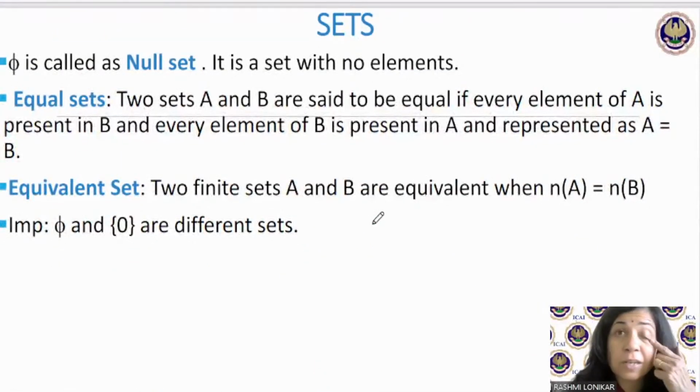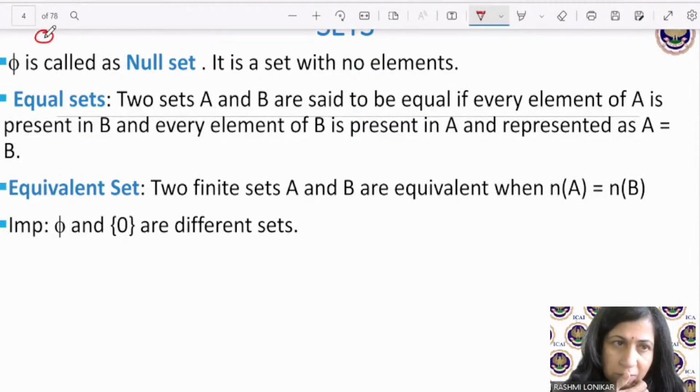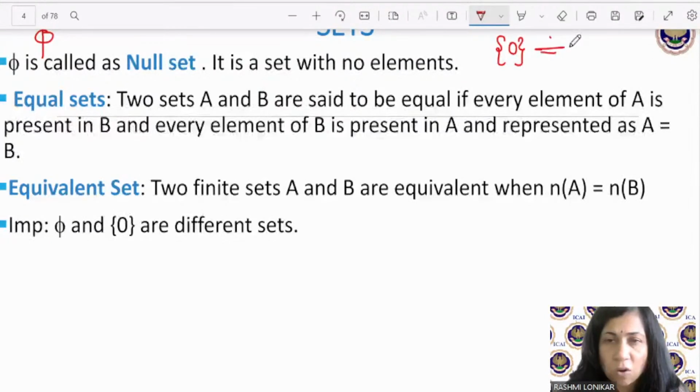Then there are different types of sets that we are going to talk about. This is called phi. It's a Greek alphabet. I simply write an O and then put a line in between. So it is called a null set. It is a set with no elements. Okay. Please remember, if I have something like this, it is not phi. Okay. This is a set with 0 as an element.